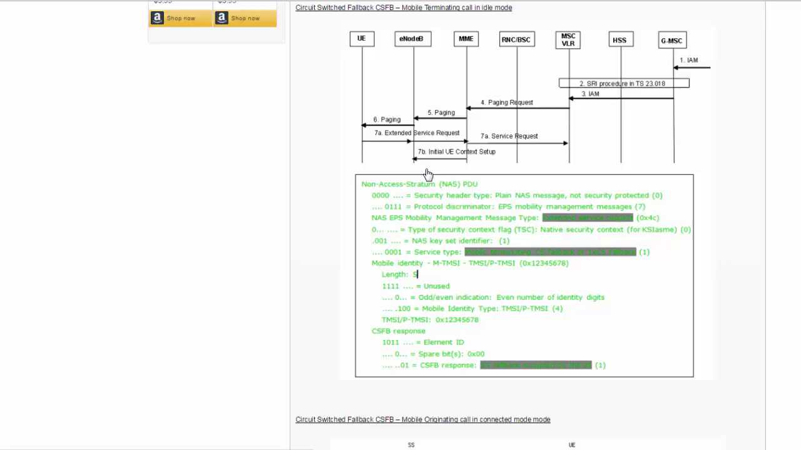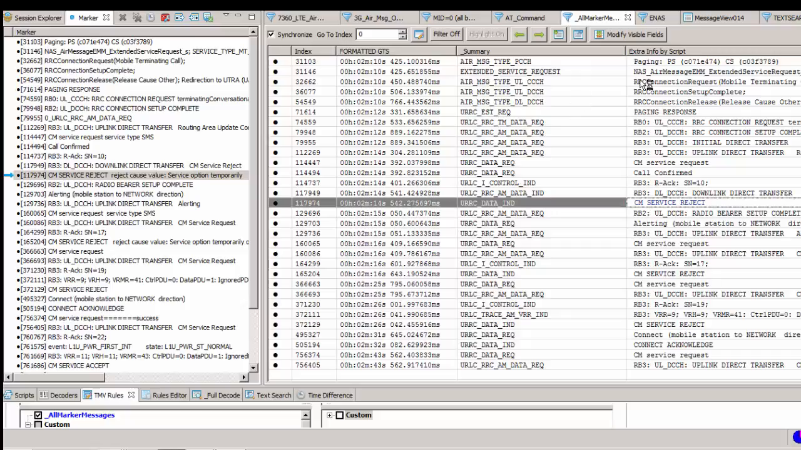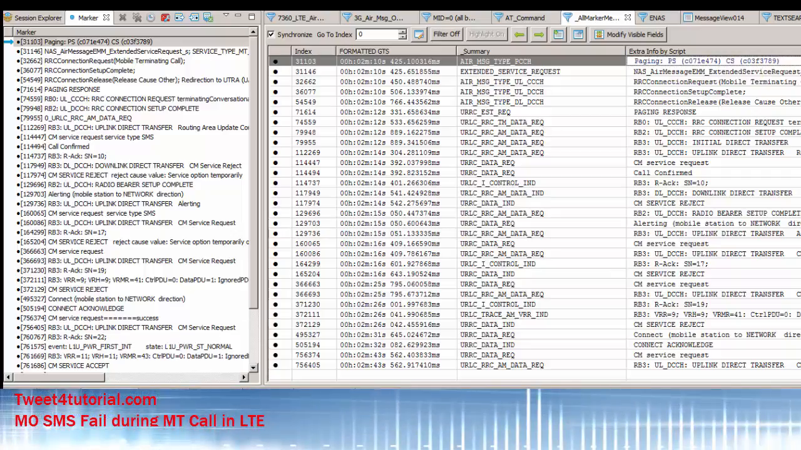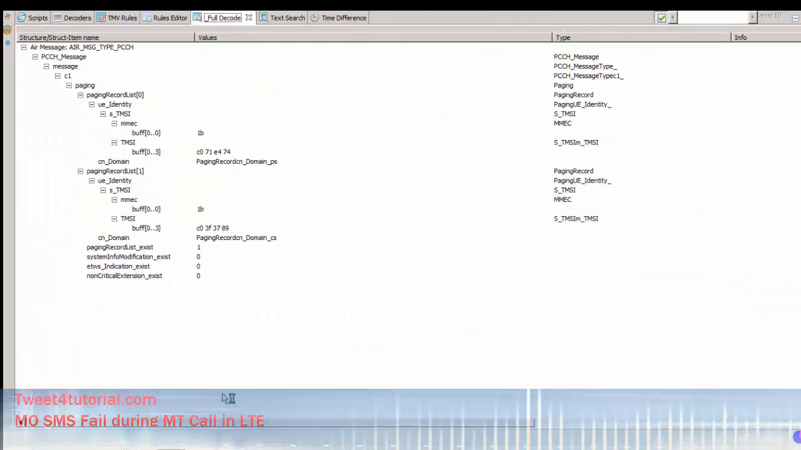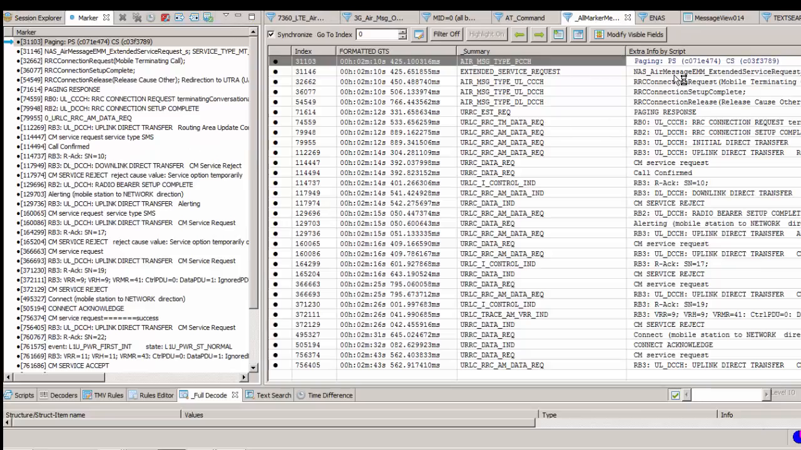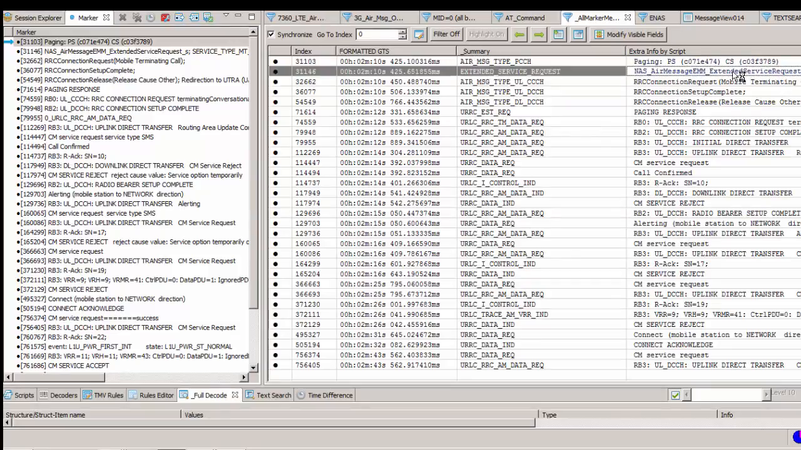So what happens? I will see in the logs. Before that happens, first the paging message is received. In this paging message you will see what happens. The paging message is for the domain PS and domain CS. After that the extended service request is triggered.